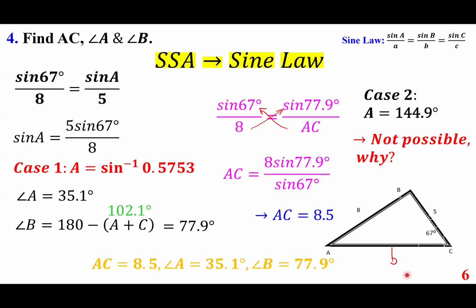And let's write all of those. AC or lowercase b is 8.5, angle A is 35.1, angle B is 77.9. These are the stuff that we found, okay?